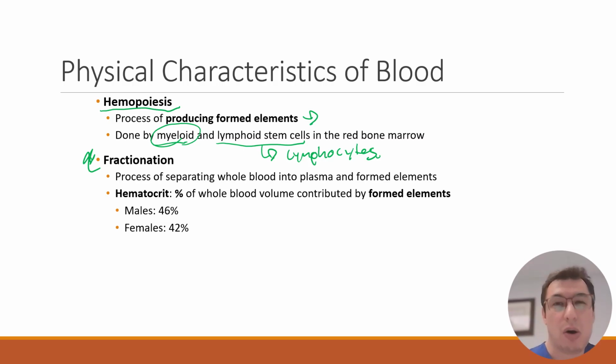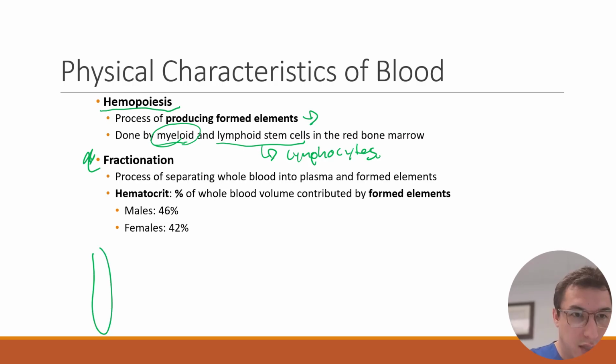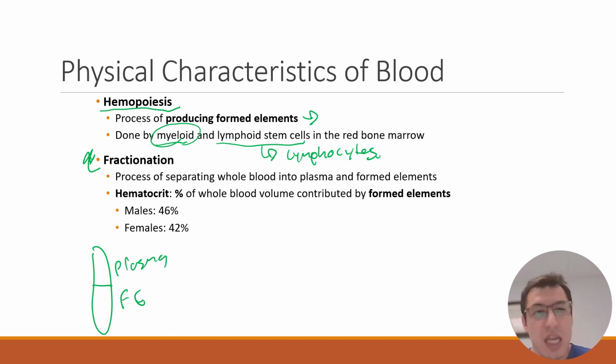Remember how we were talking about whole blood being divided into plasma and formed elements? This is a process in which we grab the blood and put it into a test tube and into a centrifuge, and we divide the plasma and the formed elements through density. As we put force on the test tube, the most dense elements, the formed elements, will go to the bottom of the tube, and the least dense, the plasma, the proteins, will go to the top.